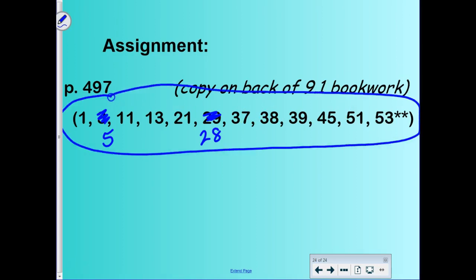I know it looks really long, but think about some of the work we did today. Problems took like 3 seconds. They were done. Okay? All right, good luck.